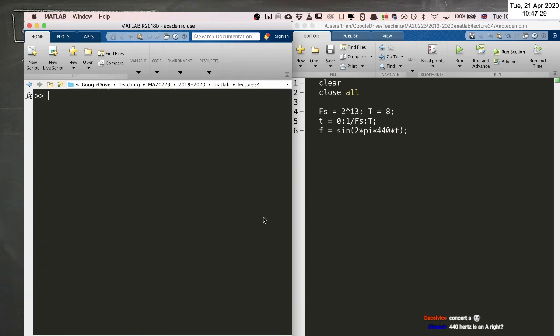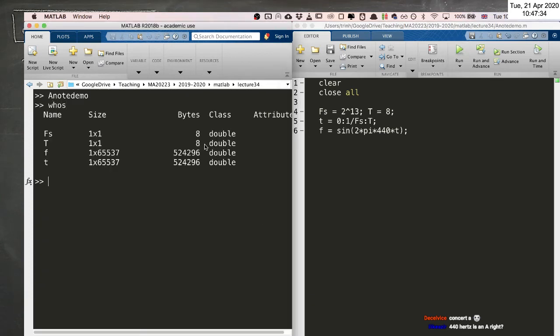Now if I run this, and I look at the representation I've created, let's look at the vector that we've made. We've made essentially a vector with around 65,000 elements, right? And so this is the original time vector. The time vector should run from 0 to 8, has 65,000 elements with a spacing of 1 over the sampling frequency.